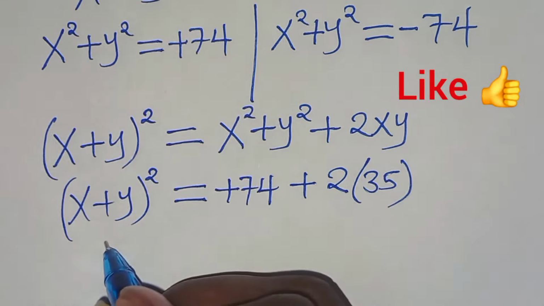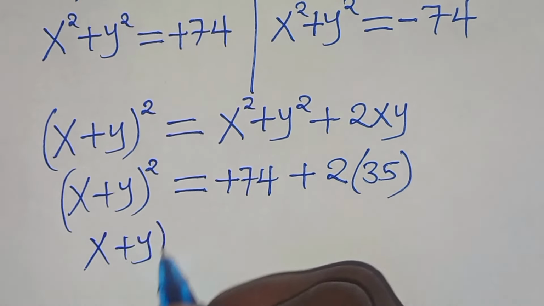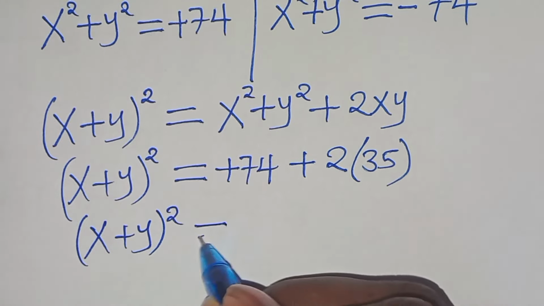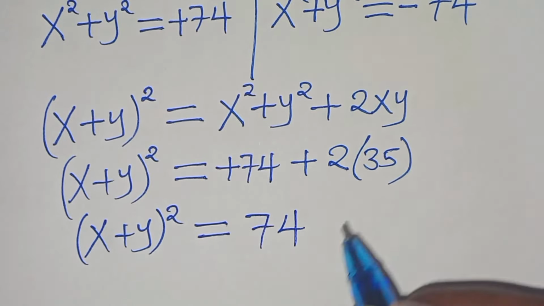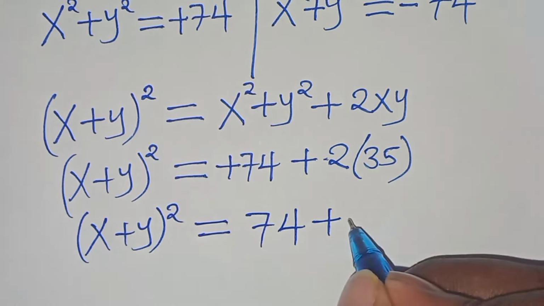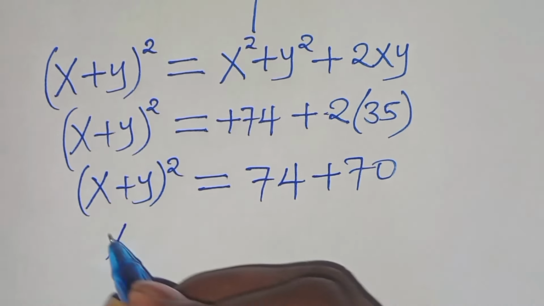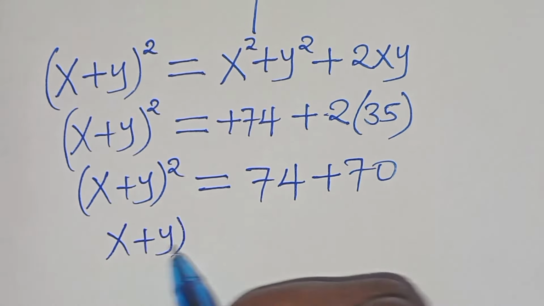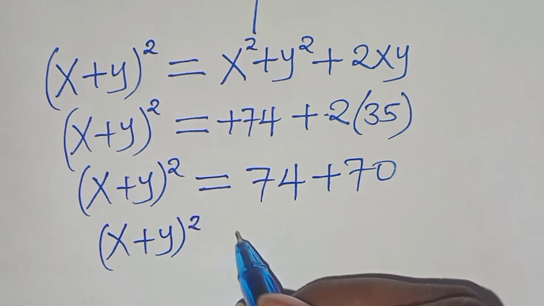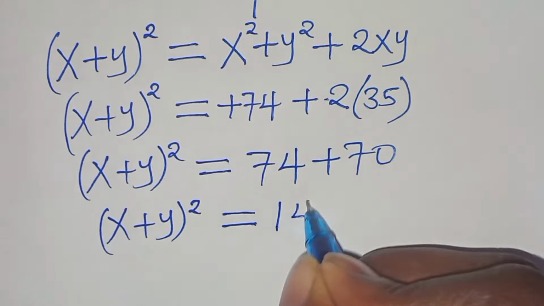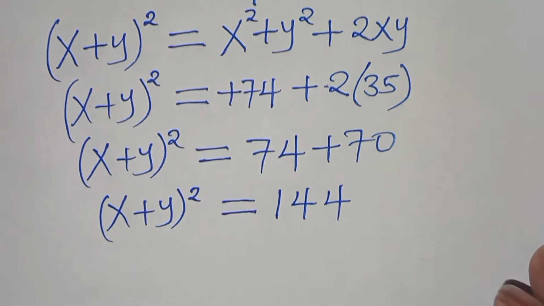And therefore, we have (x plus y) raised to the power of 2 equal to 74 plus 35 times 2. This is 70. And this implies that (x plus y) squared is equal to 74 plus 70, which is equal to 144.